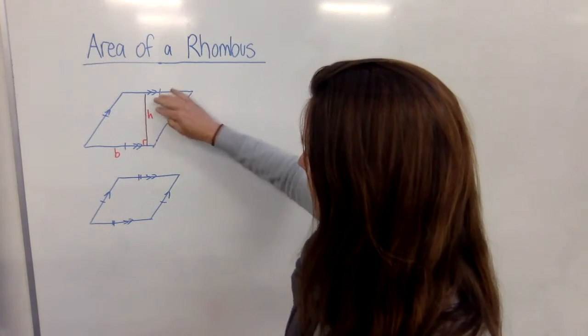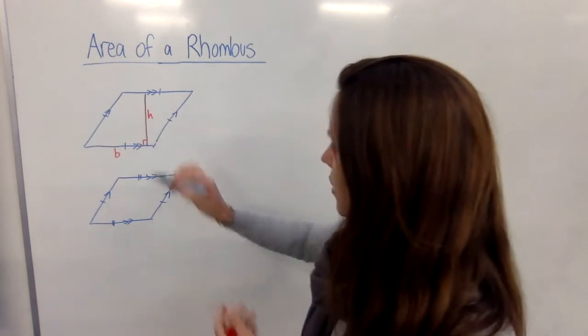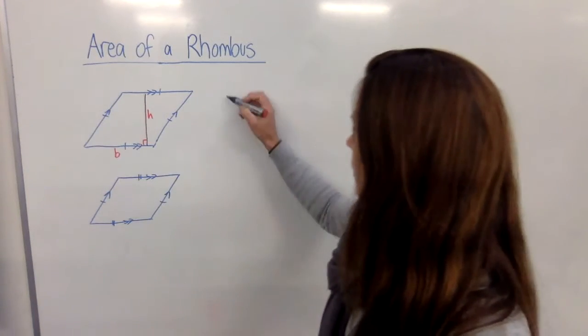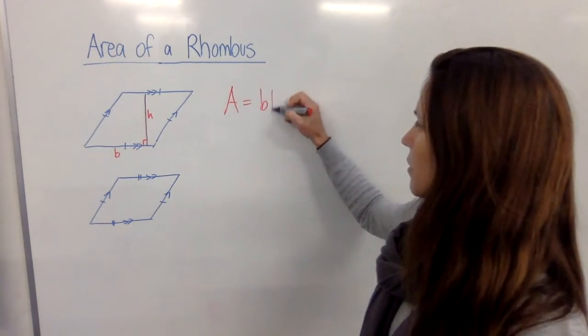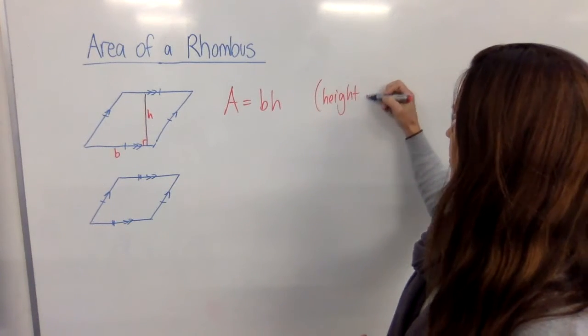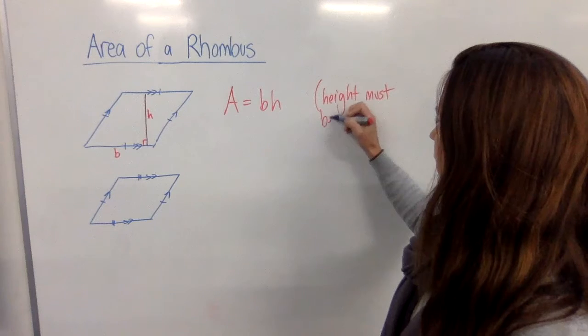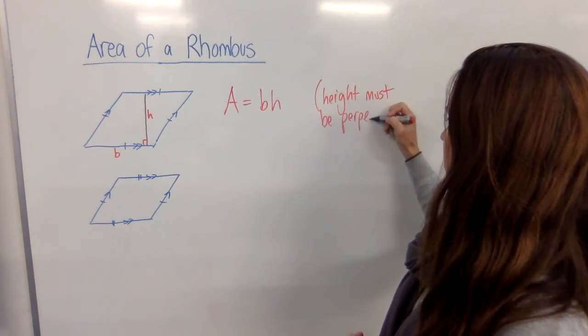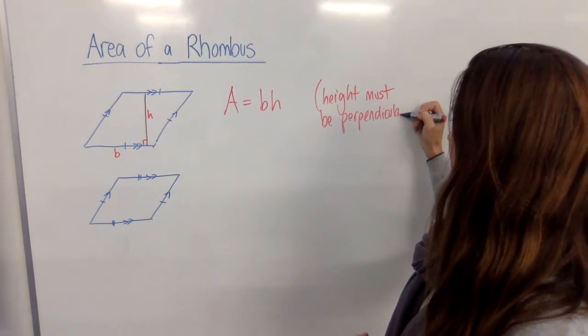You can cut it anywhere, and this whole piece, if it comes over here, would then fill in the space. So the area is base times height, but the height must be the perpendicular height. So it cannot just be the slanty height, it must be the straight up and down perpendicular height.